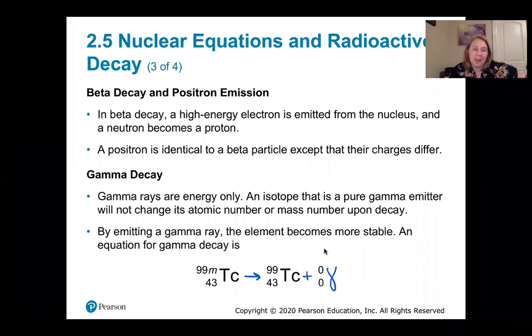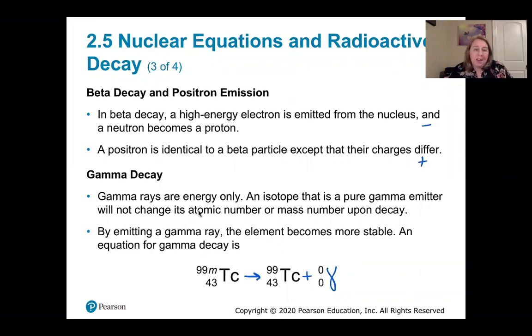We did alpha decay. So now we're going to do beta and positron and gamma. So in beta decay, we have a high energy electron emitted from the nucleus, and our neutron becomes a proton. And I'm going to do an example of that in just a minute. If you do a positron, it's going to be super similar to beta, except that the charges are different. Because a positron's positive, beta is an electron, so an electron's negative. So remember, this is positive, this is negative.